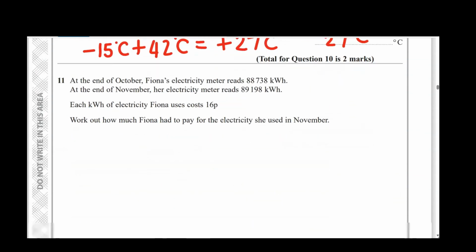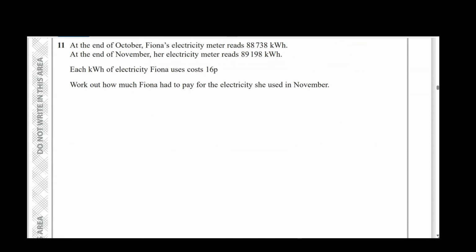Question 11. At the end of October, Fiona's electricity meter reads 88,738 kilowatt hours. And then at the end of November, her electricity meter reads this. Okay, let's highlight these two values quick. Each kilowatt hour of electricity that she uses costs 16p. So we want to work out how much she had to pay for the electricity she used in November.